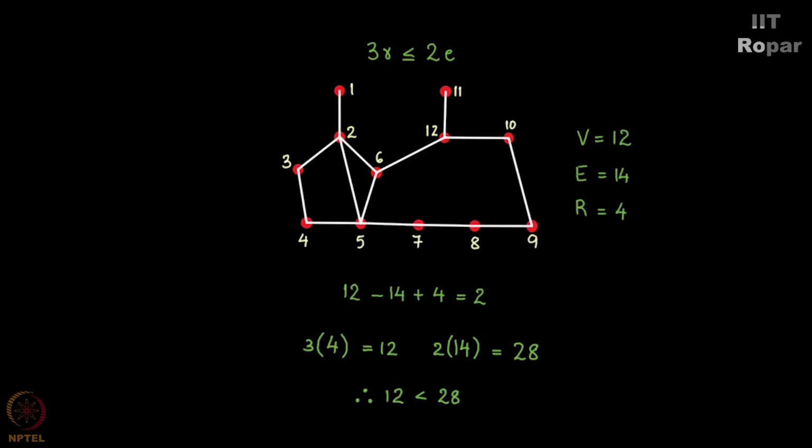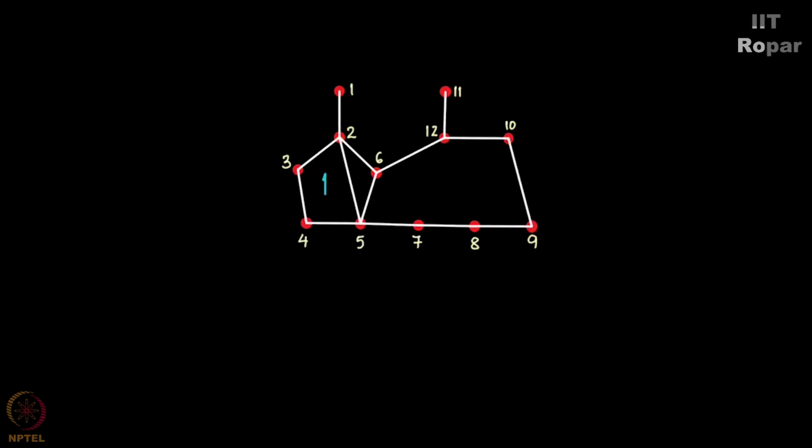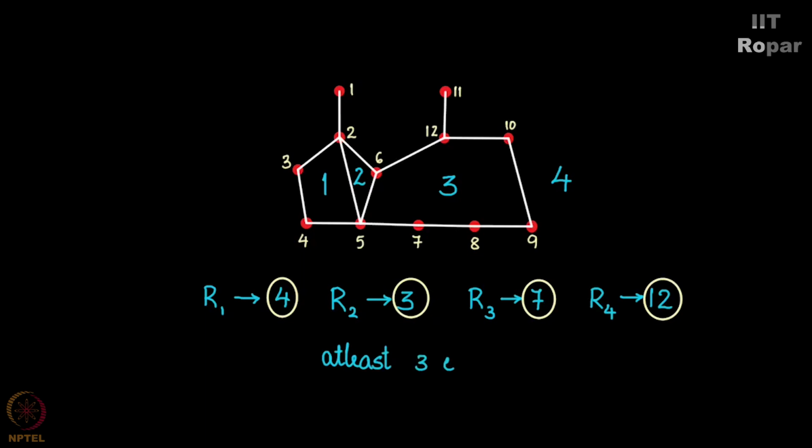So how is 3r less than or equal to 2e here? Look at this, look at the first region. First region has at least 4 edges. Second region has at least 3 edges. Let me write that down. R1 has 4 edges. R2 has 3 edges. R3 has 7 edges. And R4, let me count, 1, 2, 3, 4, 5, 6, 7, 8, 9, 10, 11, 12, has 12 edges. Now do you see? Each region has at least 3 edges.